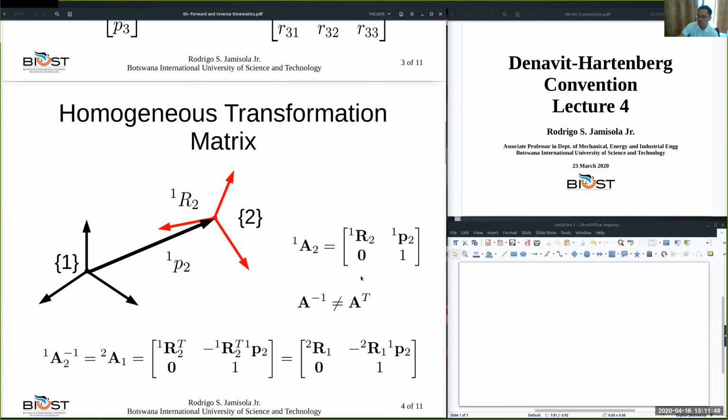So we discussed the homogeneous transformation matrix: given the position vector P and the orientation matrix R, we can combine them into a homogeneous transformation matrix A. In this case, 1A2 is the transformation matrix that describes the position and orientation of frame 2 with respect to frame 1, and is composed of the 3x3 rotation matrix and the 3x1 position vector. Now this is a 4x4 matrix, and the inverse of that is expressed in this form.